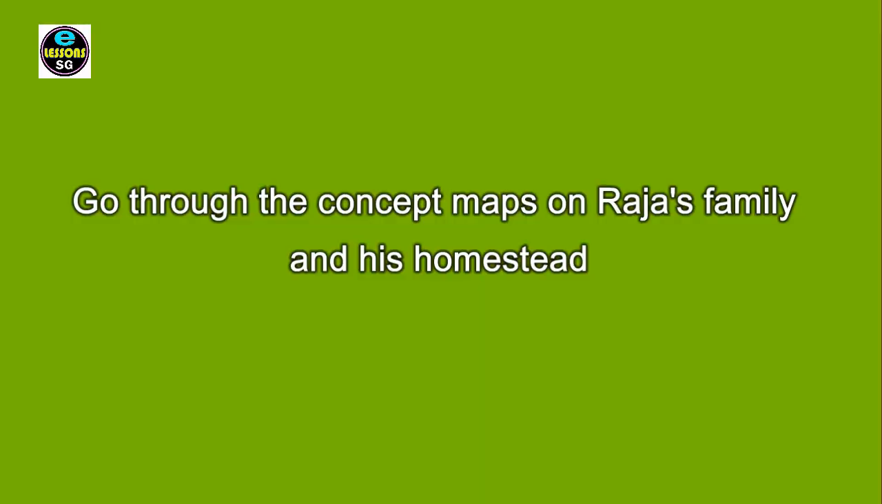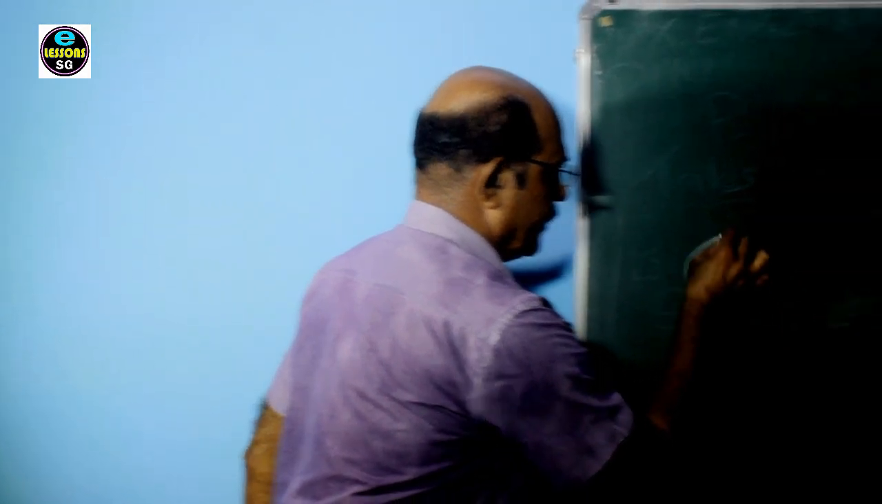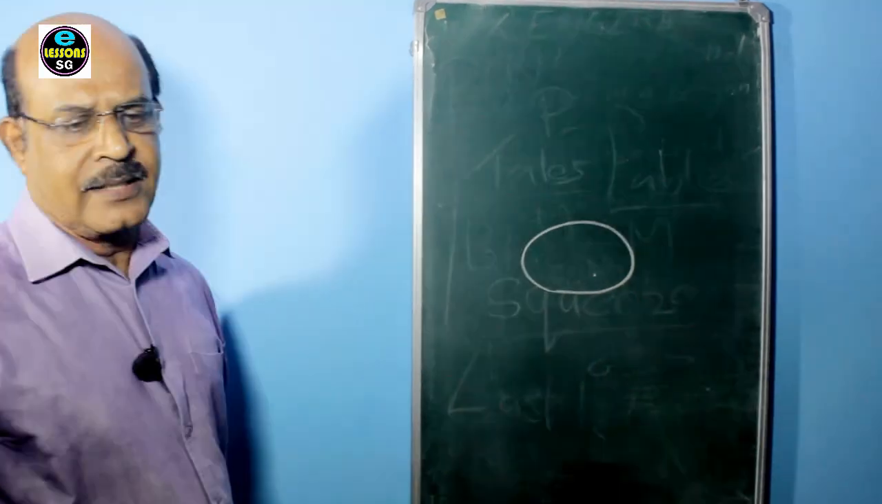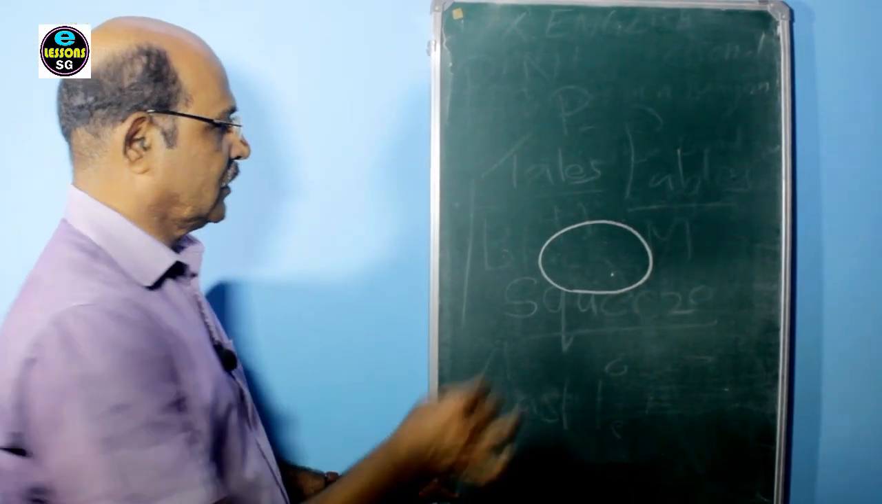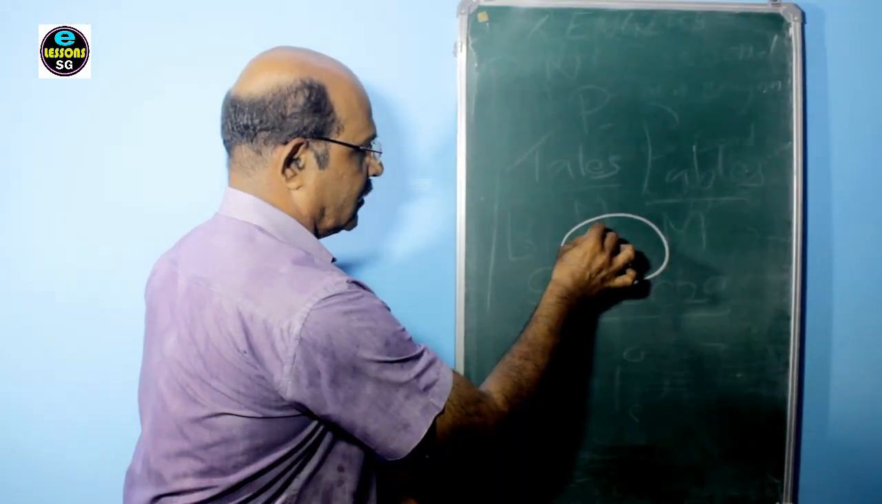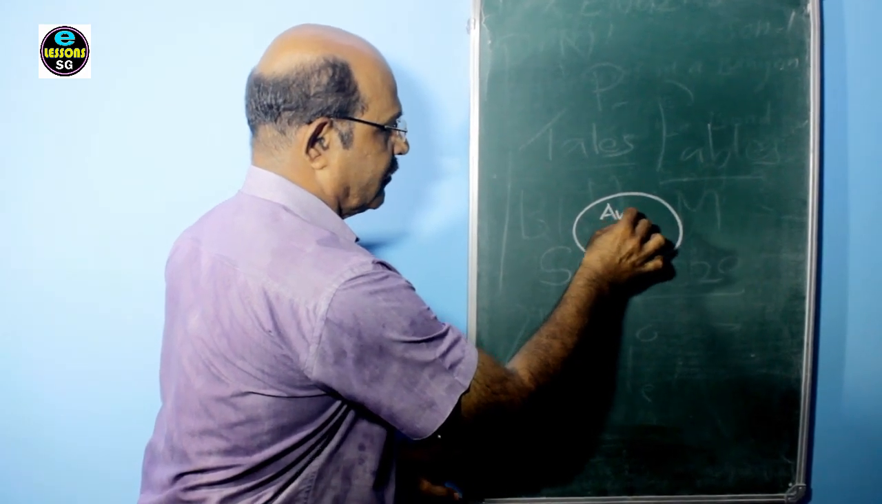Second activity, number two, that is a concept mapping. Concept mapping means, I think that you have drawn the family tree. I told you in the last class. I think that you have done it. Now, concept mapping means, here, you can write your name. Just for example, your name, not my name.